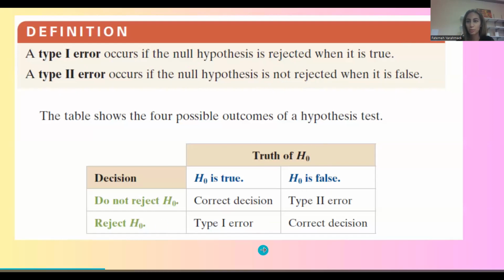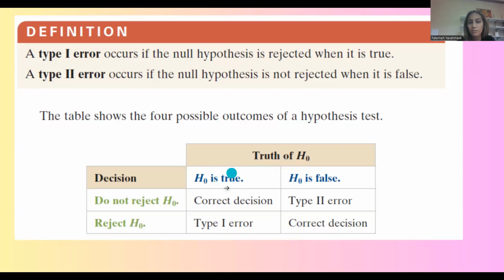Use the following table, write everything nicely in compact form. The decision and truthness of null hypothesis. If the null hypothesis is true, and once the null hypothesis is false, we have two scenarios for each hypothesis, either true or it's false.